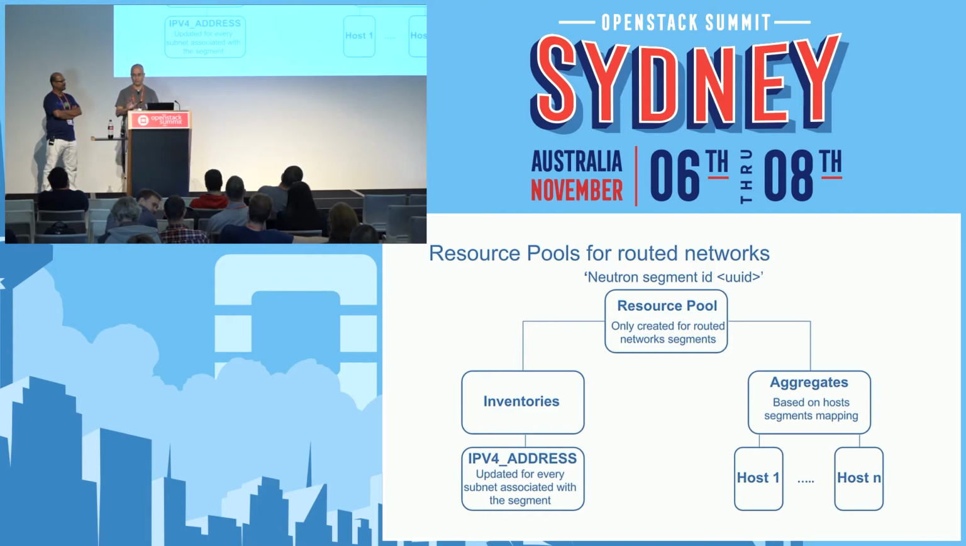But what needs to be said is that from the point of view of Neutron, this functionality already exists. We are already using it. If you deploy a routed network and start using that, Neutron is going to be creating this information through the Placement API, and every time you create a port, every time you assign an IP address, that information is updated through the Placement API from Neutron.